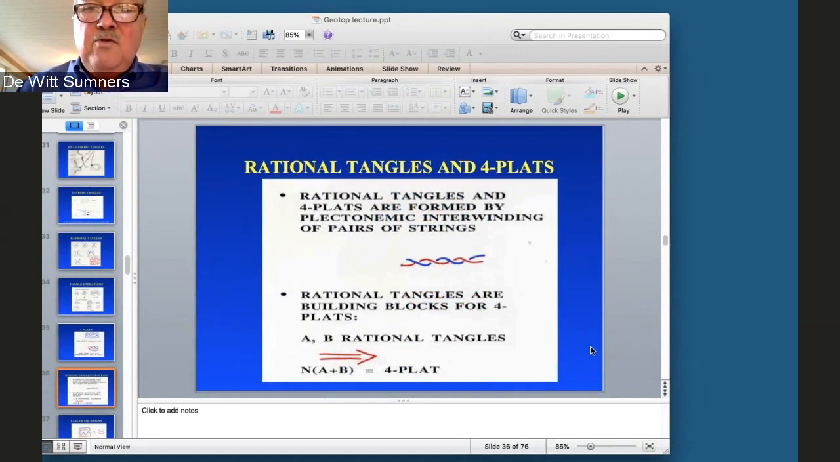Rational tangles and 4-plats are formed by plectonemic interwinding of pairs of strings, which is something that DNA likes to do. So this is probably why this model works. And rational tangles are building blocks for 4-plats, because if you take 2 rational tangles and do the numerator construction, you get a 4-plat, either a 2-bridge knot or a 2-bridge link.